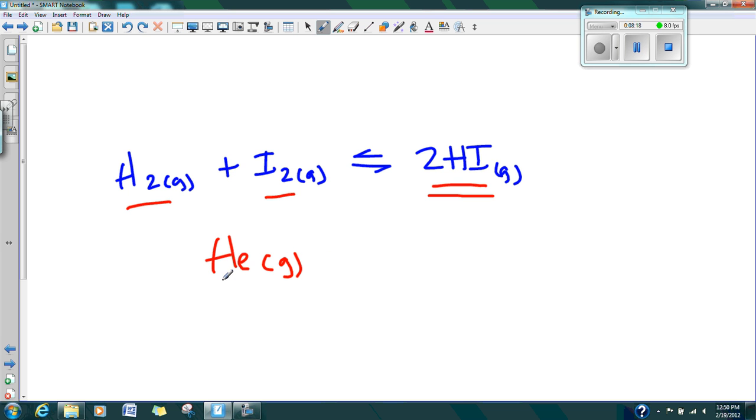All right, how about if I decrease my volume? If you're decreasing your volume, you should be thinking about the number of moles of gas that you have on both sides. You can see that this is 1 plus 1 is 2, and this is 2. So they are equal on both sides, so there will be no shift in equilibrium.